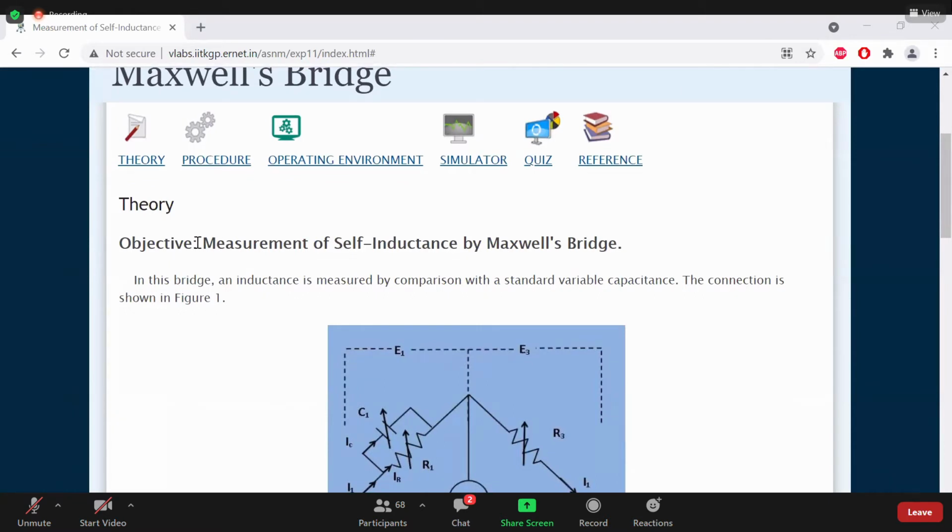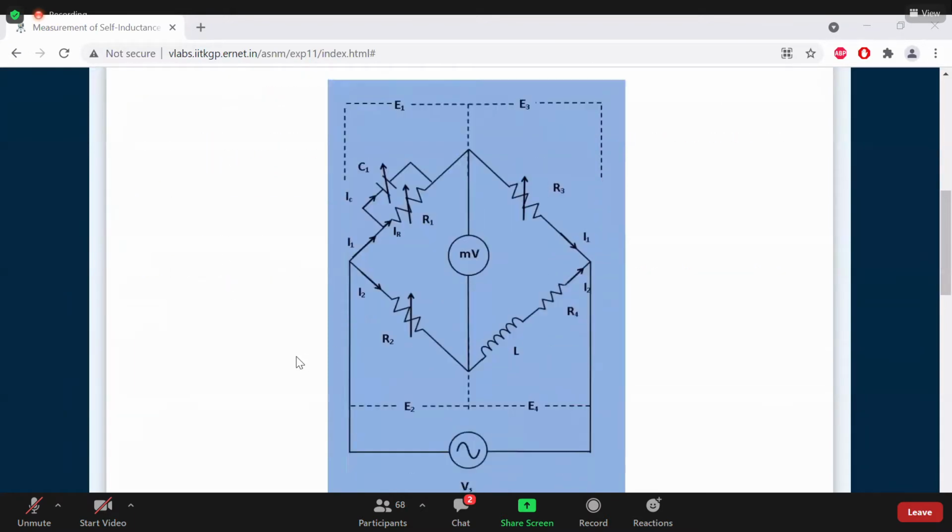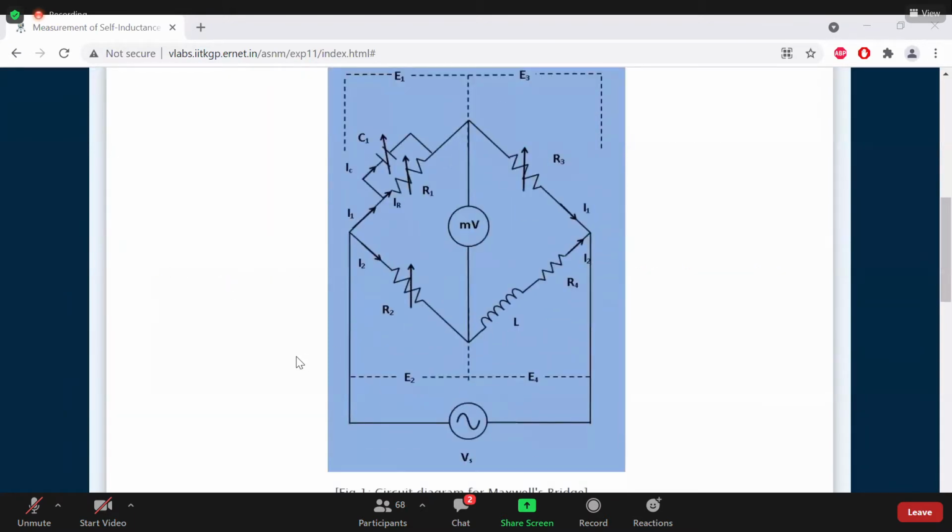Our aim is measurement of self-inductance by Maxwell's bridge. Measurement of self-inductance means the inductance value we don't know. So the aim of the experiment is measuring unknown inductance by using Maxwell's bridge. And here we have the Maxwell bridge. The 4th experiment was our Wheatstone bridge. Here we have the same type of bridge, but not only resistors, we are using capacitors and inductors.